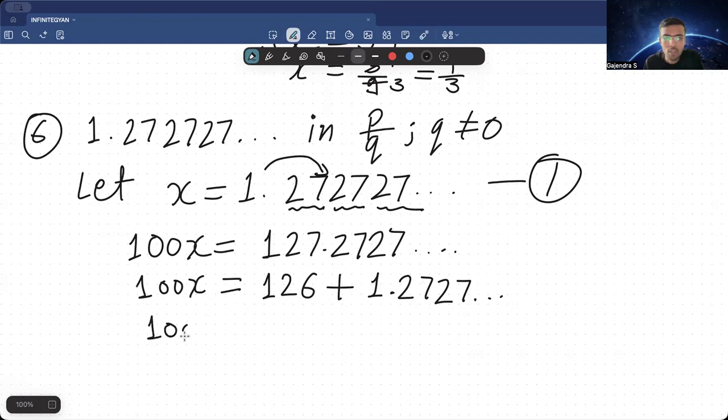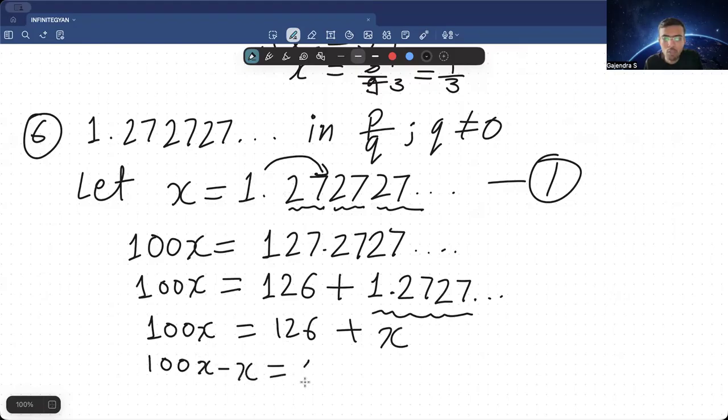So here we have 100x equals 126 plus 1.2727, which is equal to x from equation 1. So we'll transpose this, and then 100x minus x is 126, right, and 99x is equal to 126.